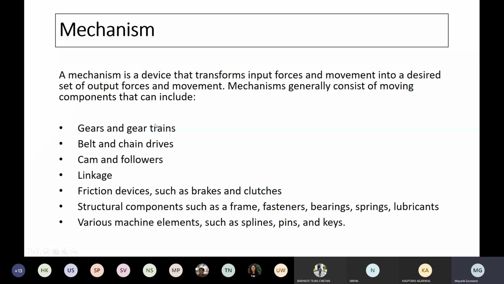It includes gears and gear trains, belt and chain drives, in the case of pulleys where we have to lift heavy weights, cams and followers, linkages, friction devices such as brakes and clutches, structural components such as frames, fasteners, bearings, springs, lubricants, and various machine elements such as splines, pins, and keys.